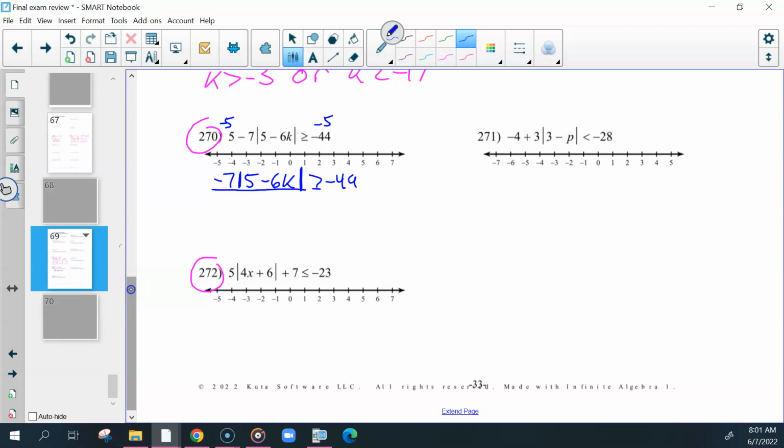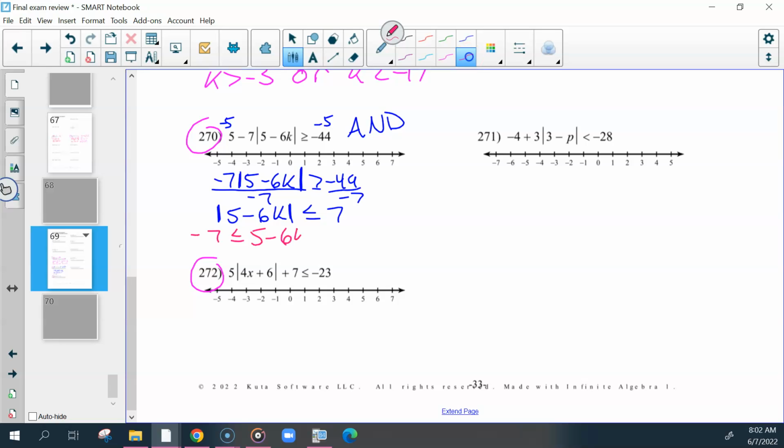Divide both sides by negative 7. We have our absolute value is now isolated. Our sign is going to change because we're dividing by a negative on both sides. And now we have a positive 7. So now we can say this is a less than, so this would be an and. And then we could rewrite this as negative 7 is less than or equal to 5 minus 6k is less than or equal to 7. And solve for k.